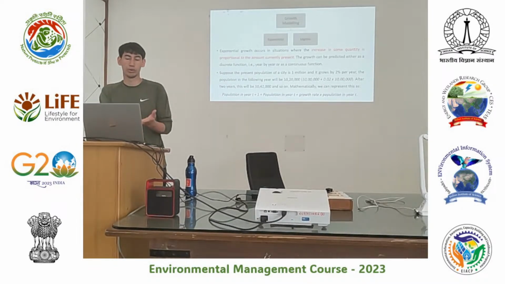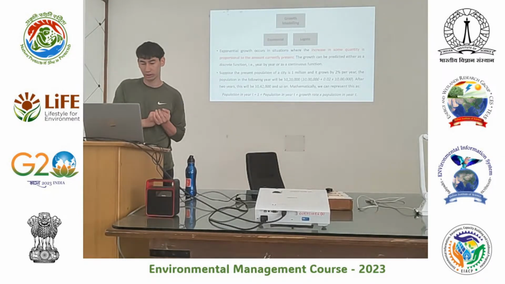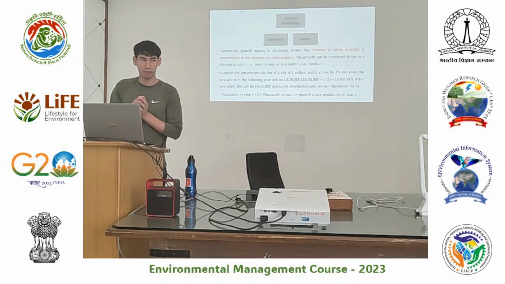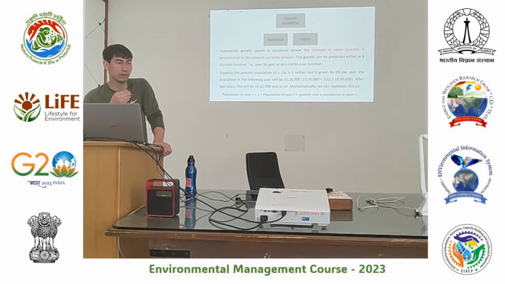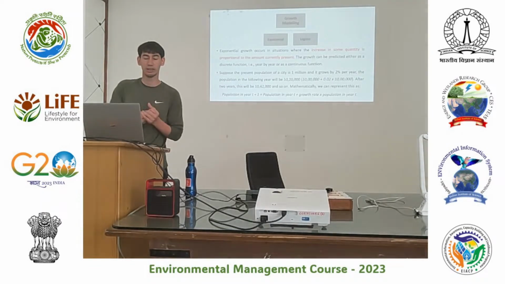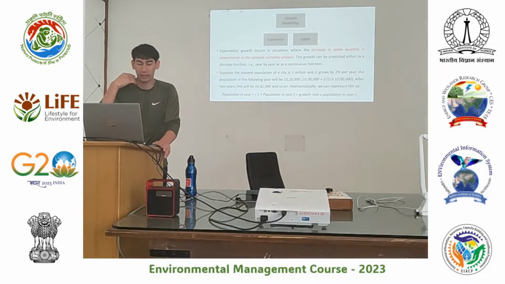So, growth modeling. In growth modeling, you have two types: exponential growth modeling and logistic growth modeling. Exponential growth modeling occurs in situations where the increase in some quantity is proportional to the amount currently present. The growth can be predicted either as a discrete function, i.e. year by year, or as a continuous function. So this is an example.